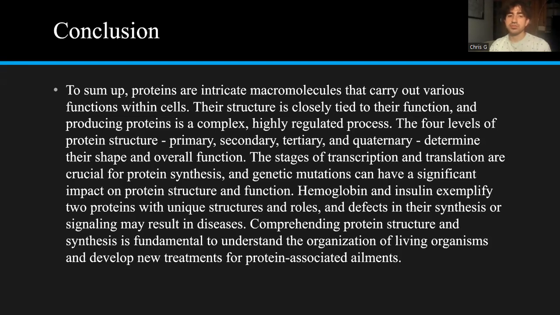Hemoglobin and insulin exemplify 2 proteins with these unique structures and roles, and defects in their synthesis or signaling may result in different types of diseases. Comprehending protein structures and synthesis is fundamental to understanding the organization of living organisms and developing new treatments for protein-associated ailments.